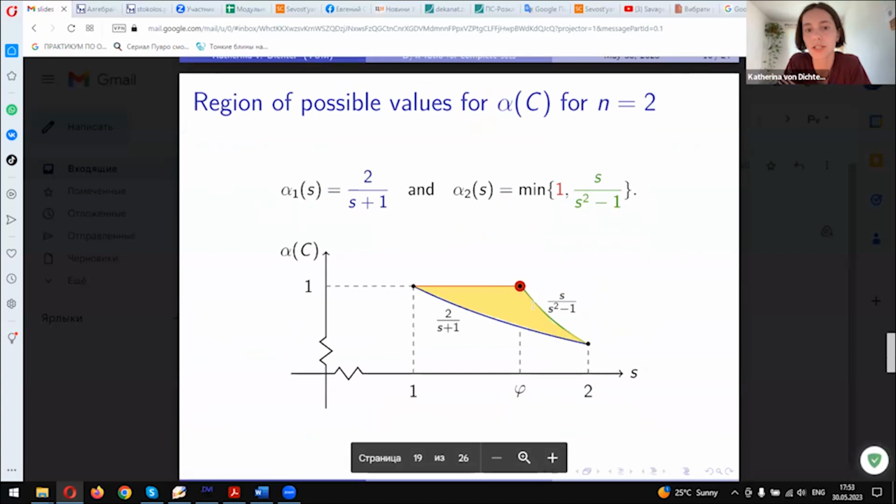What is also interesting is that we have a breaking point in the upper bound of the parameter alpha. This happens when the value of the symmetry S is exactly the golden ratio phi, so 1 plus square root of 5 over 2. Let us discuss this breaking point in more detail.